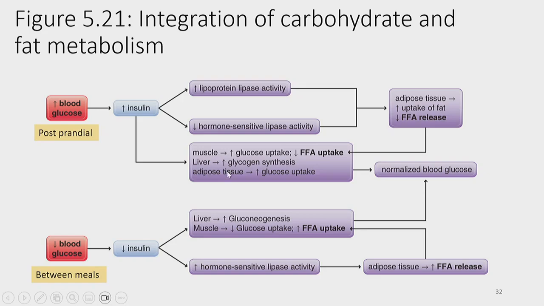The liver also will take the glucose in the blood and store it as glycogen, so it increases glycogen synthesis, and the adipose tissue as well takes the glucose to produce glycerol, which is the backbone of triglyceride. So this whole process achieves the goal of insulin, to normalize the blood glucose. Clear? Any question?